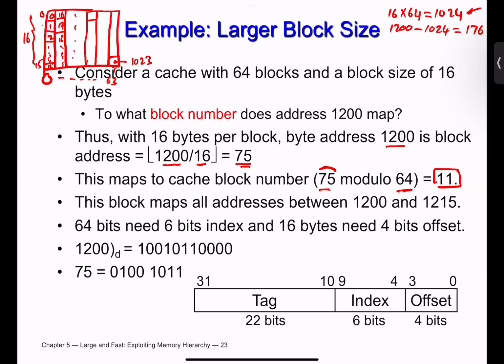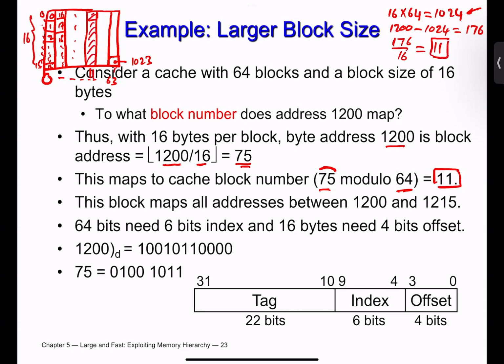How we will know that is just 176 divided by the number of bytes or locations inside each of the blocks. So it will be 176 divided by 16. It will give you 11. So actually it is in block 11, for instance, if this is block 11.